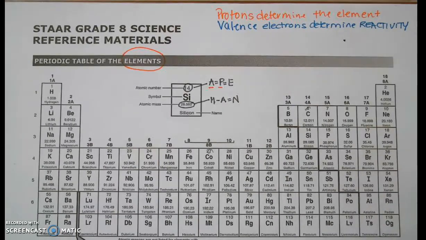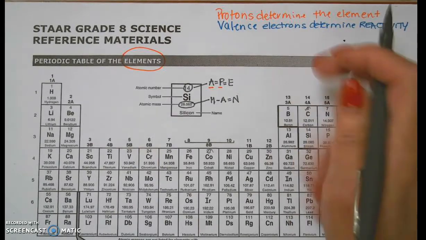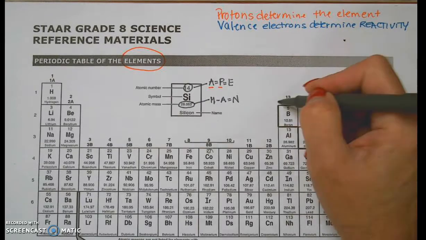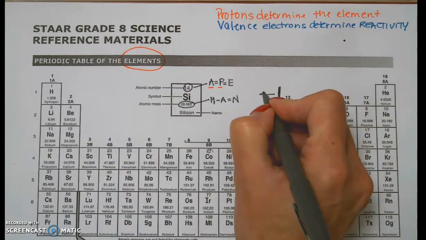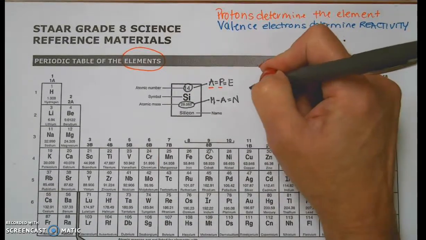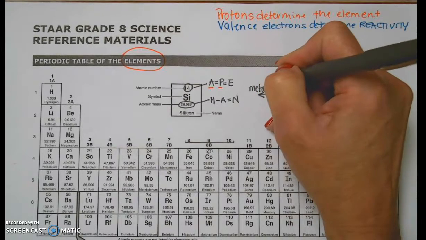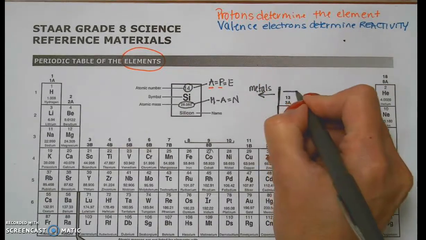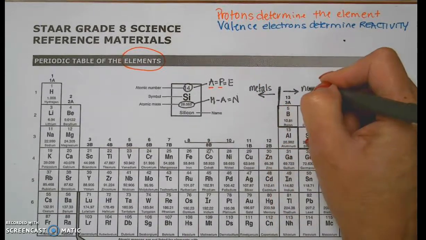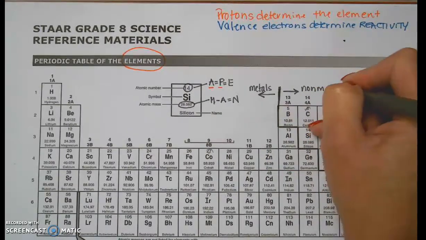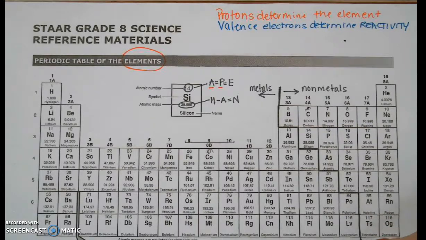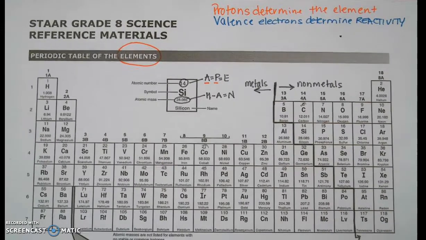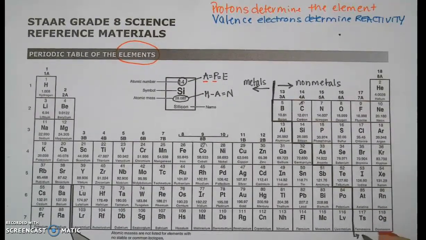Well, the first trend that we notice on the periodic table is that there is a stair-step line, and the stair-step line is there to help you remember that to the left side of the stair step we find the metals, and to the right of the stair step we find the nonmetals. Along the stair step, and we're going to extend our stair step a little bit to remind ourselves, along the stair step we find the metalloids.